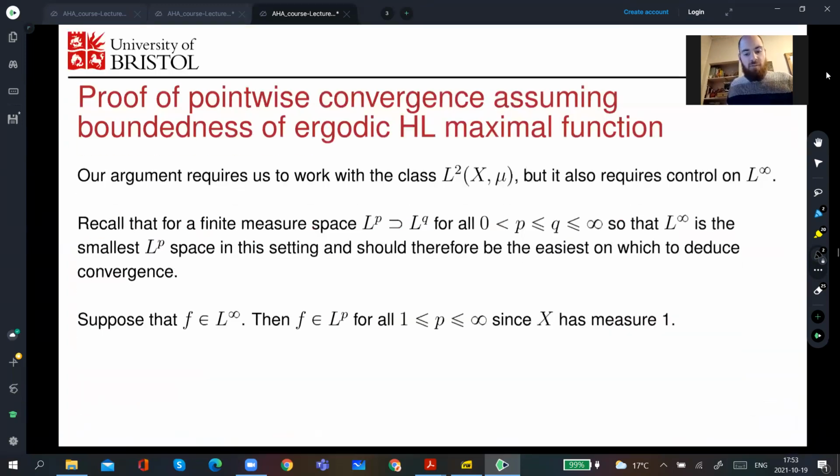Fantastic. Let's prove how the pointwise convergence follows from the ergodic maximal function. There's a couple of twists here, a couple of interesting facets.